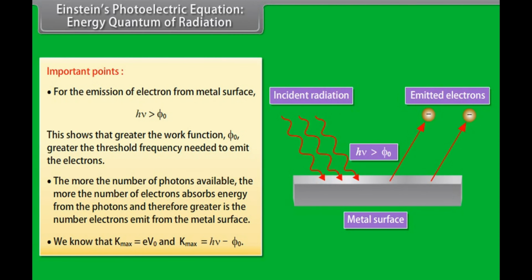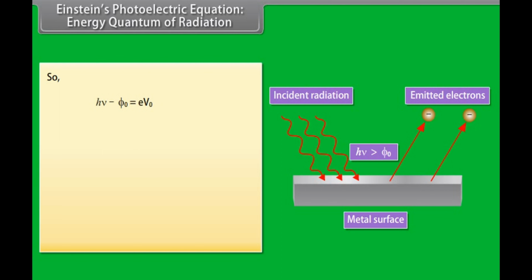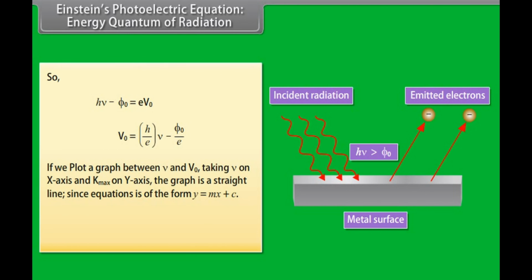We know that Kmax equals eV0, and Kmax is equal to h nu minus phi0. So, h nu minus phi0 is equal to eV0. V0 is equal to h by e into nu minus phi0 by e. If we plot a graph between nu and V0, taking nu on the x-axis and V0 on the y-axis, the graph is a straight line, since the equation is of the form y equals mx plus c. The slope of the line m is equal to h upon e, which is a universal constant.